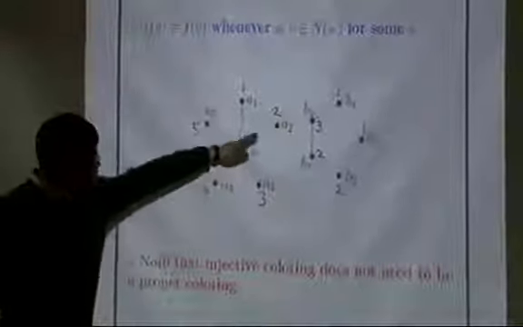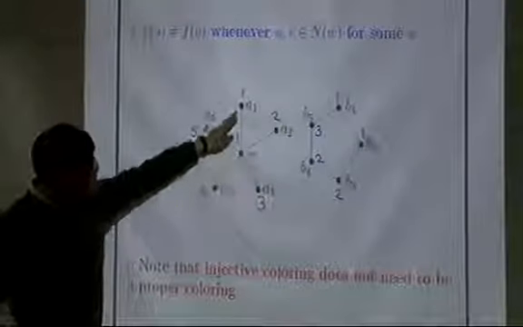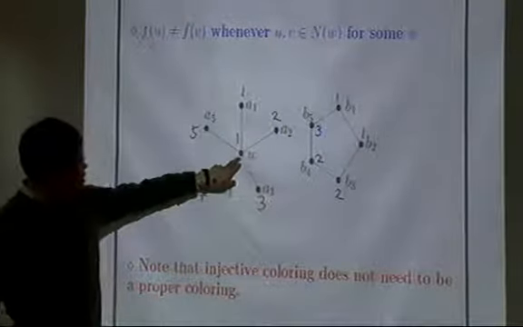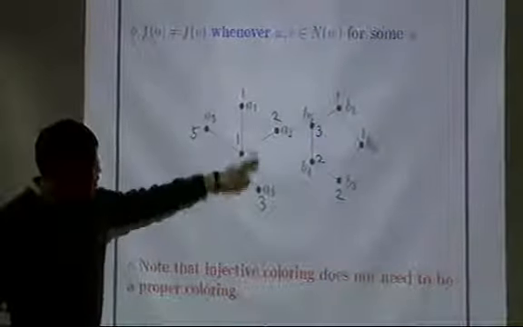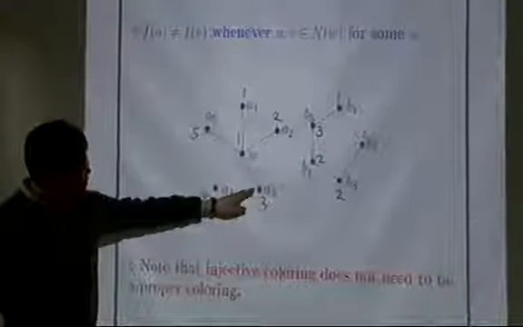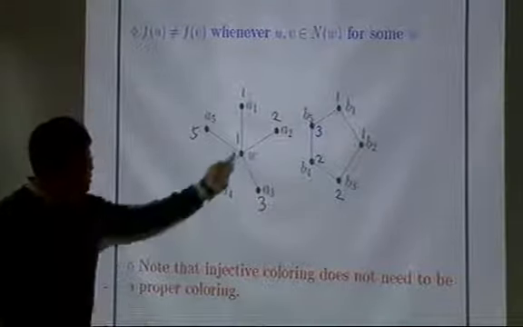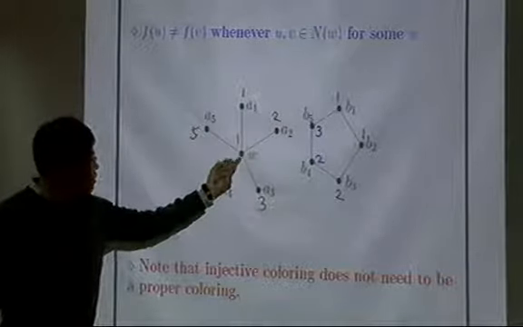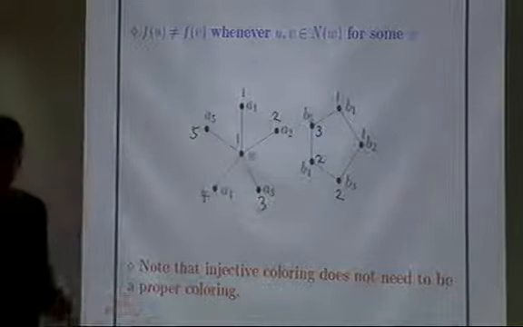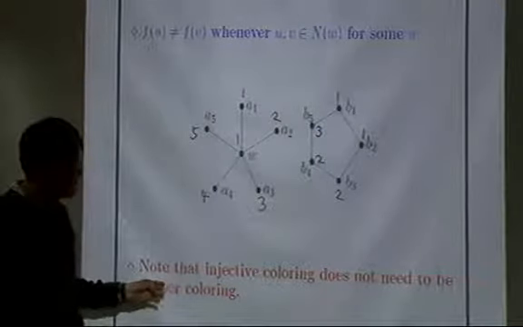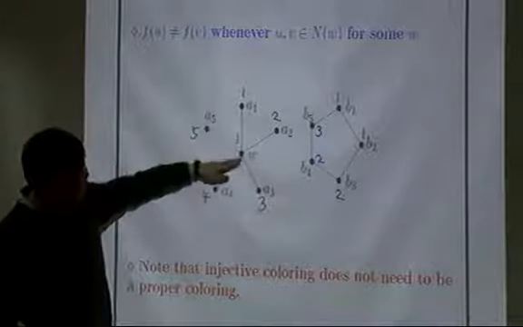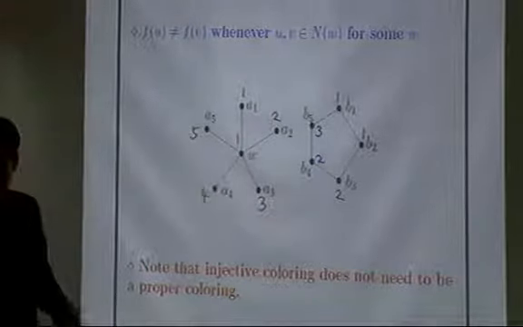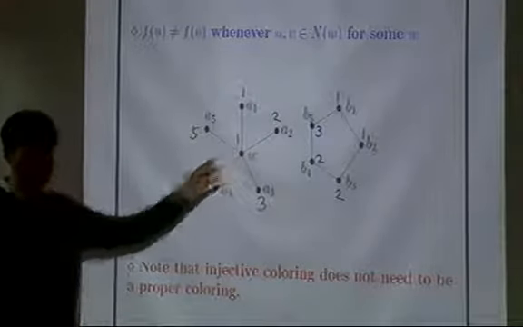Here we have a simple example. If you have this subgraph, then A1 and A2 have a common neighbor W, so they must have different colors. Also A1, A2, A3 should all have different colors. All neighbors of W must have different colors. But it doesn't have to be a proper coloring, because A1 and W might have the same color. This is the only difference from the regular coloring.